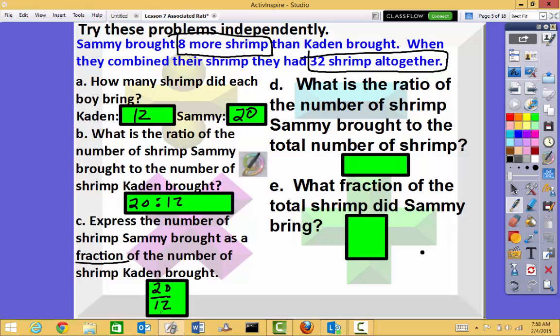Okay, let's look at this next one. What is the ratio of the number of shrimp Sammy brought to the total number of shrimp? Well, Sammy brought 20 shrimp. And the total up here is they brought 32 altogether. So my ratio is 20 to 32. This last question is again asking for the fraction or the value of the ratio. What fraction of the total shrimp did Sammy bring? Well, he brought 20 out of 32. This is 20 thirty-seconds.